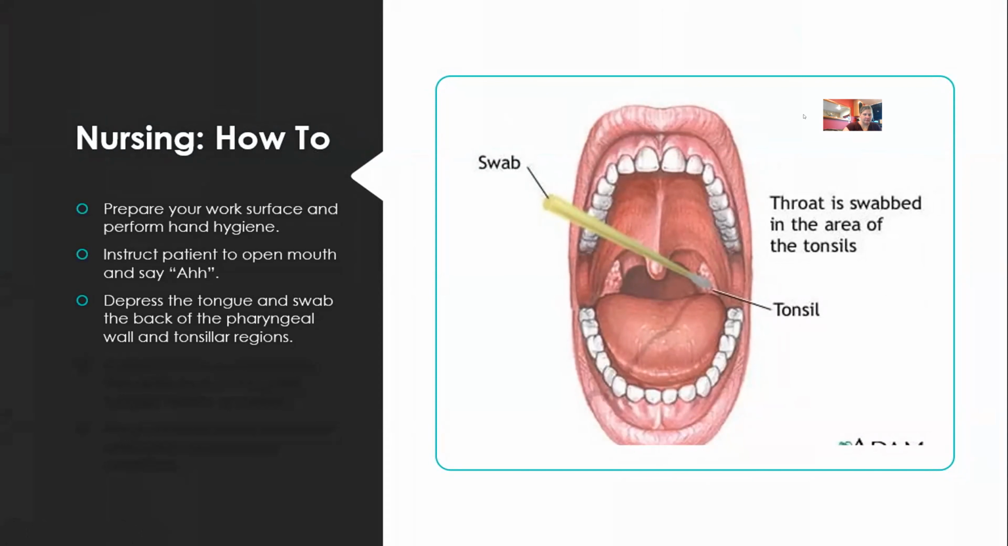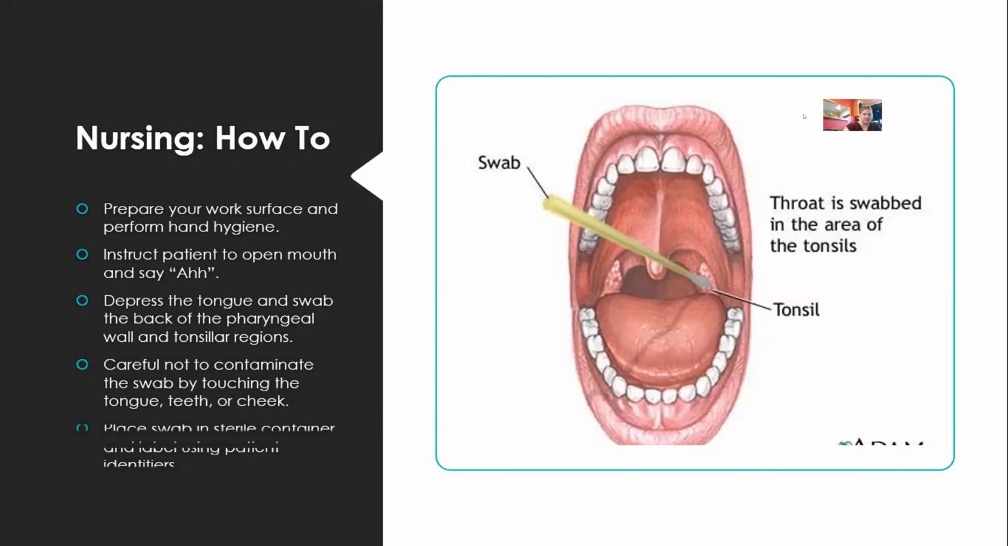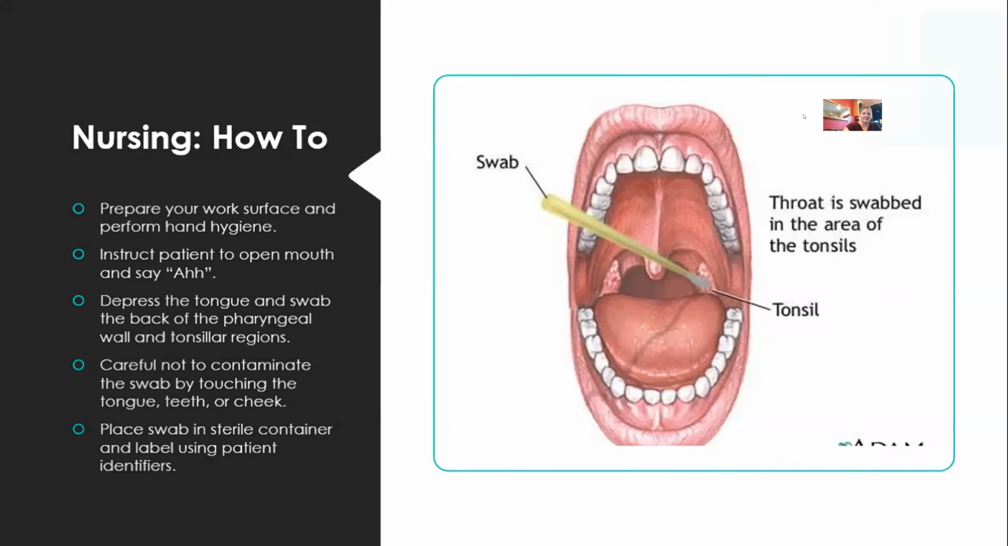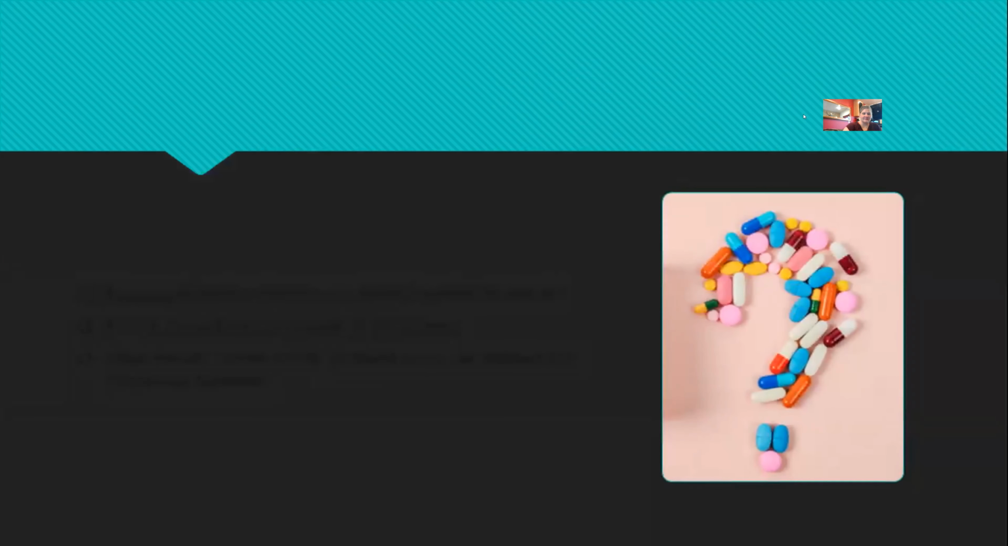And then you want to swab. It's just like a long Q-tip. You want to swab the back of their pharyngeal wall and where their tonsils are. I thought this picture showed that really well. And then you just want to be careful when you are swabbing and when you're pulling it out of the mouth. Make sure you don't touch their cheek or teeth or tongue or anything that could contaminate the culture. And then when you're done, you just put it in the little plastic tube that it came in. Make sure you label it with your patient identifiers, scan it and collect it in the computer.